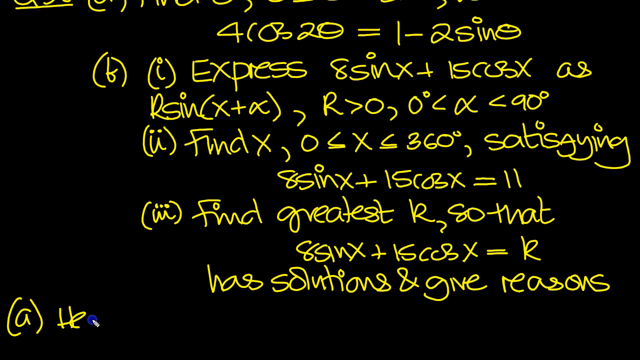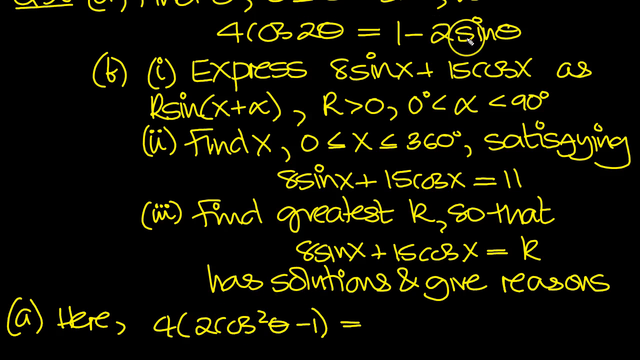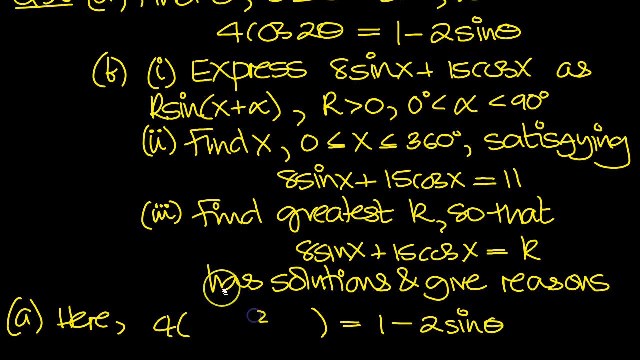So here we've got 4 lots of 2 cosine squared theta minus 1 is equal to 1 minus 2 sine theta. And straight away that's not correct, because basically there is a sine on this side, so I need to replace cos 2 theta not with this form of the formula, but with 1 minus 2 sine squared theta, isn't it? And now we've got a quadratic in sine.